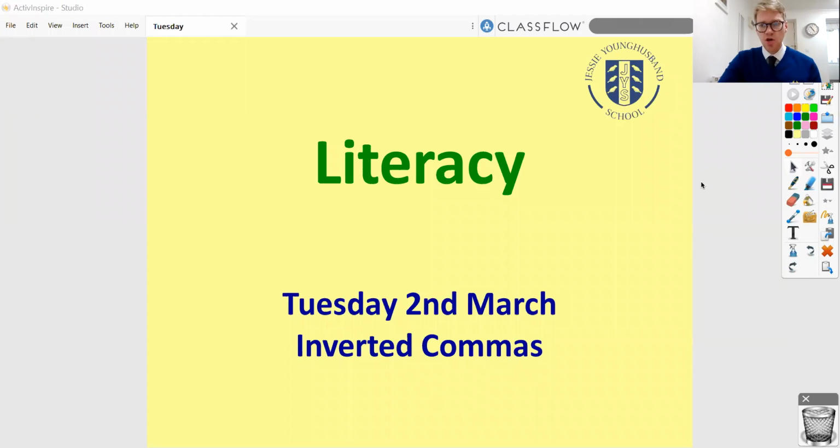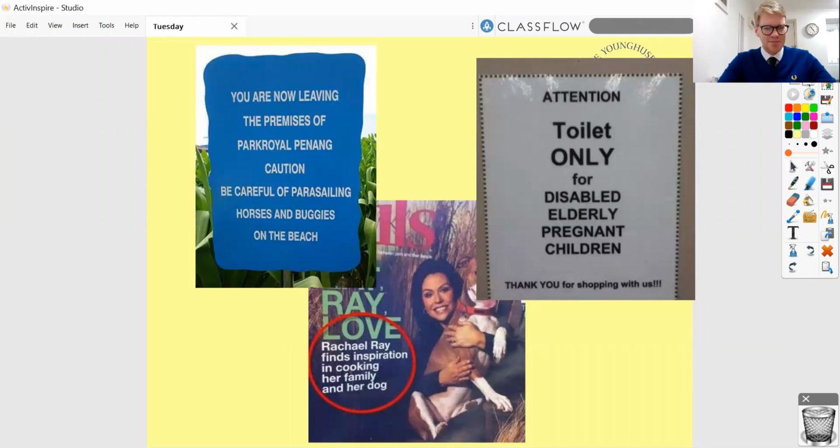We are going to start today with literacy, as always, and we're thinking a little bit more today about inverted commas and showing speech. First of all, though, kind of by popular request, yesterday I showed you these as a demonstration of how important punctuation is, and that if we aren't punctuating our work accurately, then the meaning that we're trying to convey to our reader can sometimes be lost.